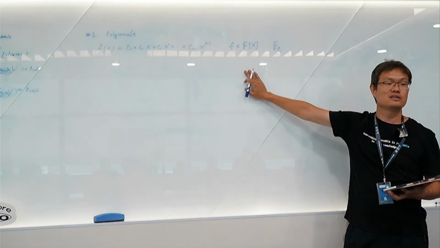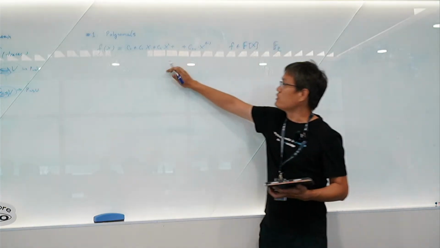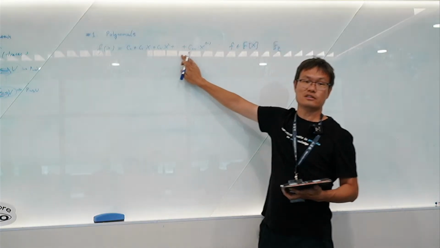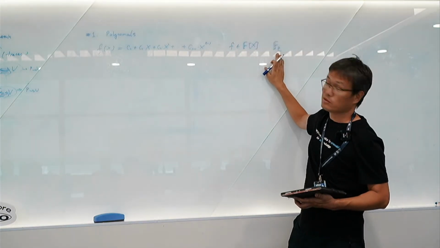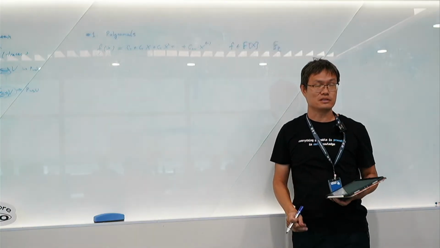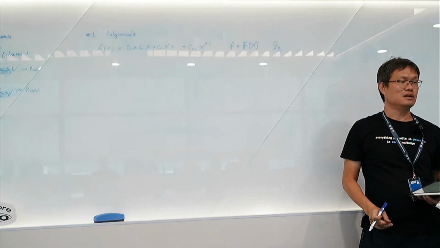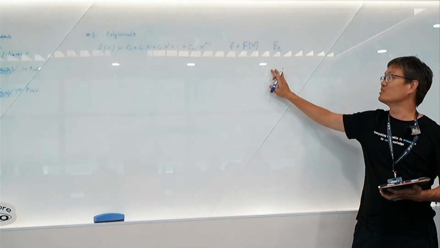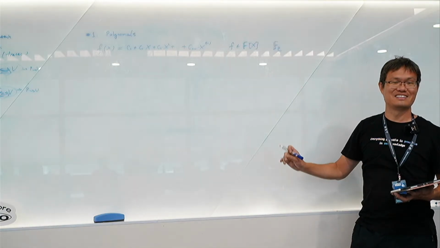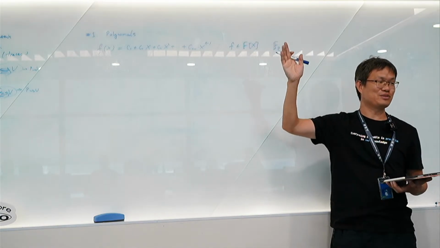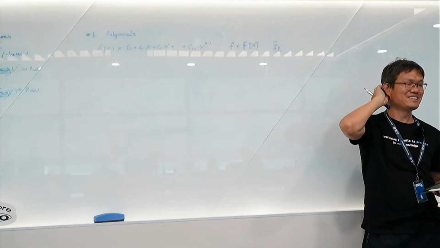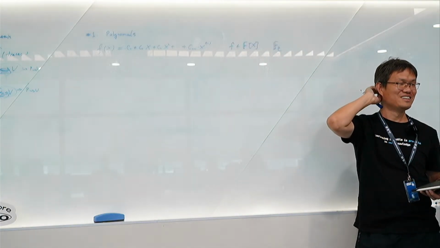Any questions so far? The coefficients of this polynomial are elements from this field. Sometimes people ask me, so what is a finite field? Anyone who knows what a finite field is, please raise your hand. No? Okay.